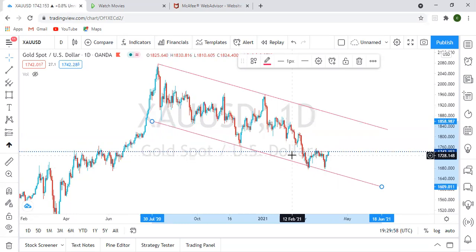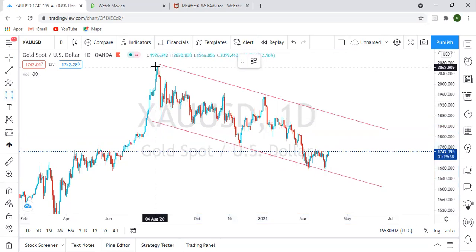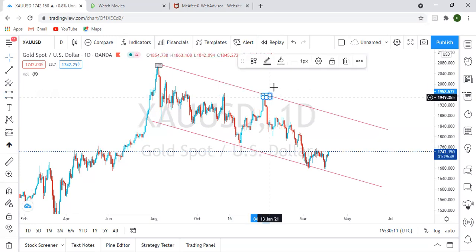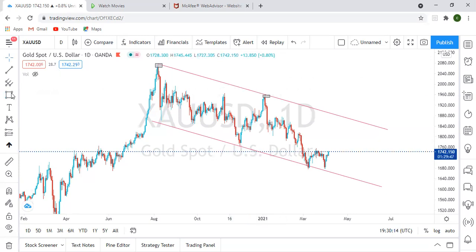We had a touch here, we had a touch here, and then we came back and had a touch here. So our resistance trend line is very valid. Below we had a touch here, we had a touch here.